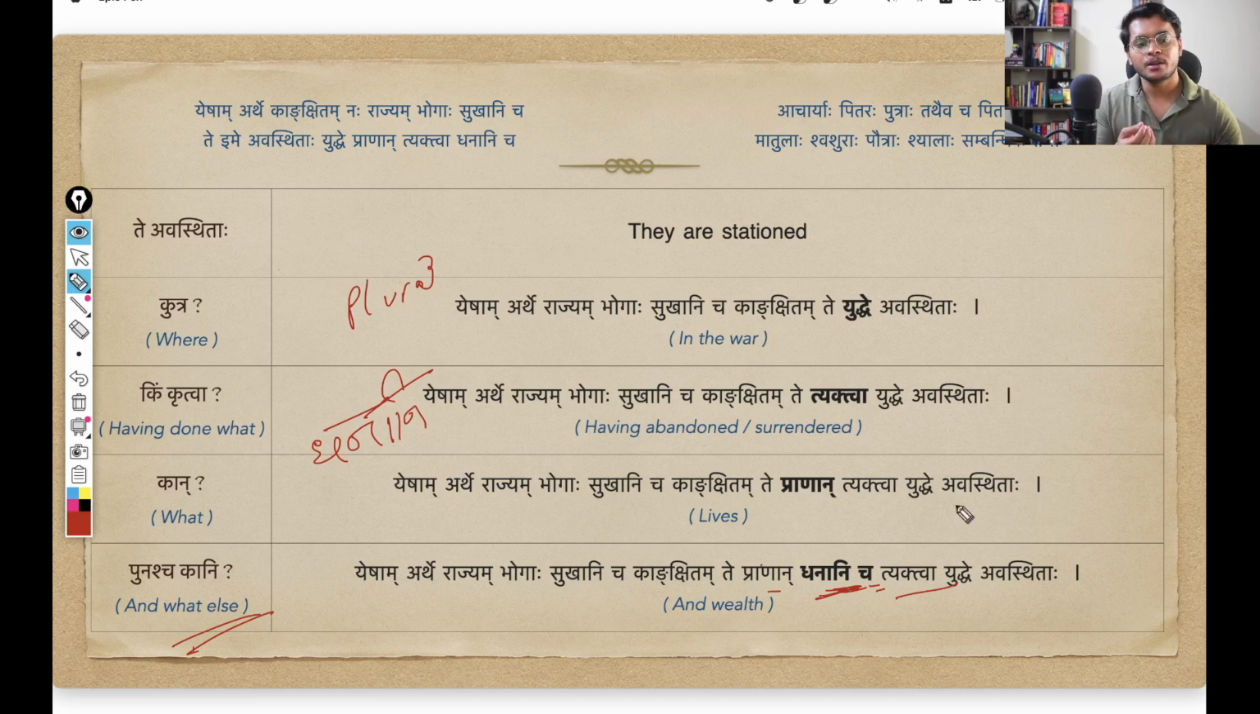So having abandoned dhanani, the entire wealth, their properties, their houses, everything, and having surrendered their lives, pranan. Since pran is a masculine gender word, in plural it changes into pranan. But dhan is a neuter gender word, that is why in plural it changes into dhanani. Again, the difference is because this is a masculine gender word and this is a neuter gender word.